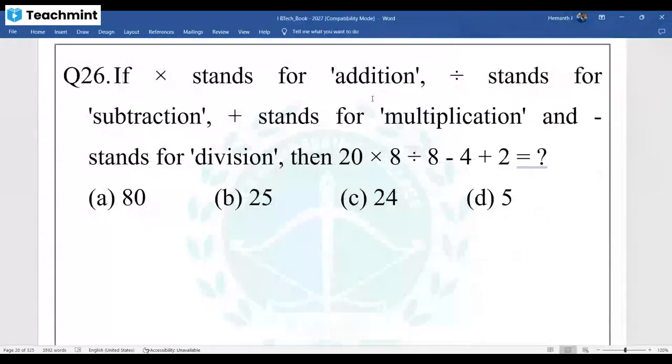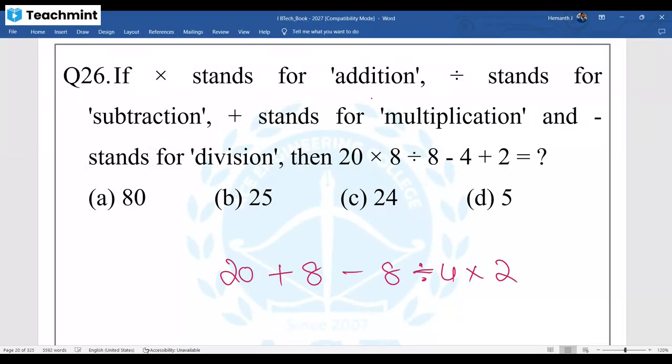Now let's see the first question related to mathematical coding. What is given? If multiplication stands for addition, division stands for subtraction, subtraction stands for division, and addition stands for multiplication, first you change the symbols as per the question. Wherever the multiplication symbol is there, change it to addition. Wherever division is there, change it to subtraction. Wherever subtraction is there, change it to division. Addition should be changed to multiplication.